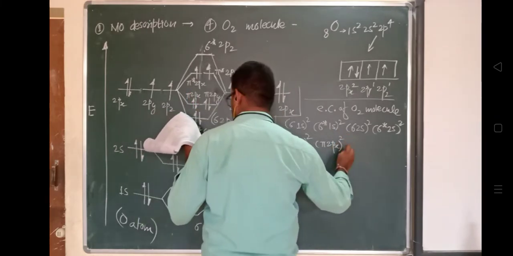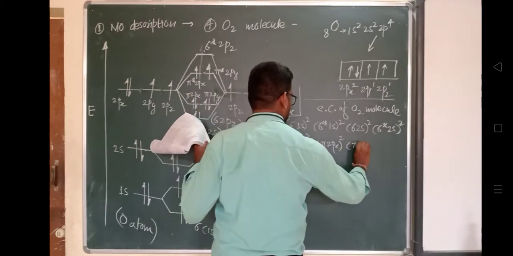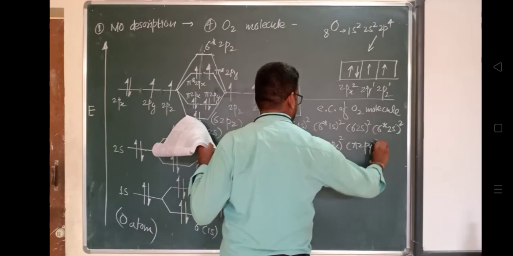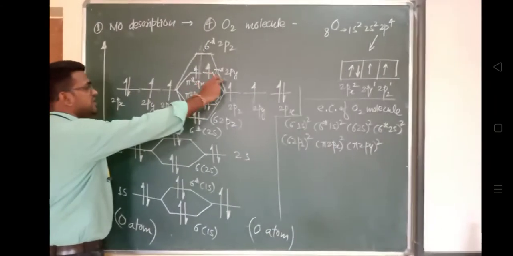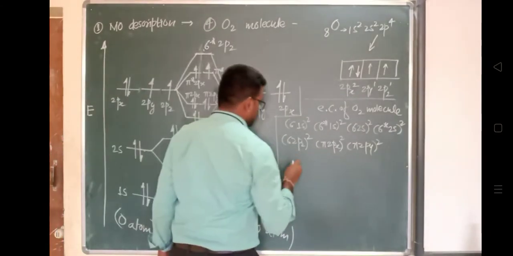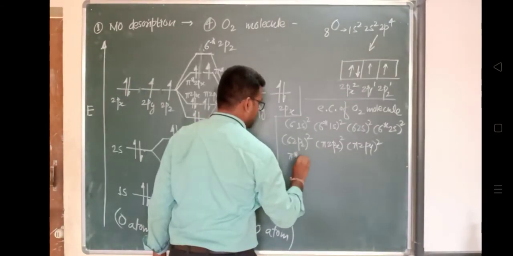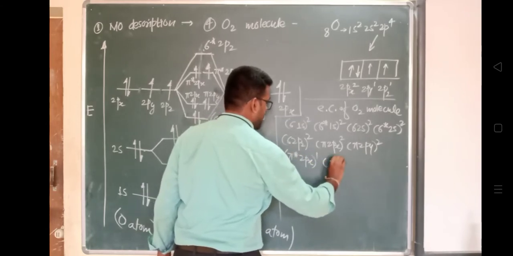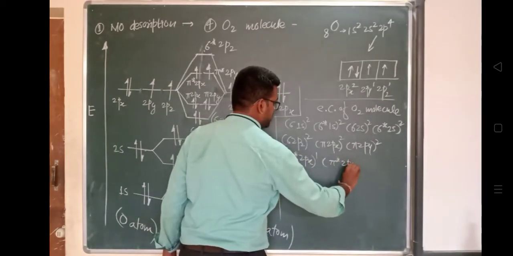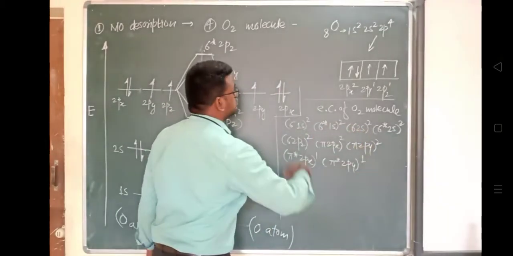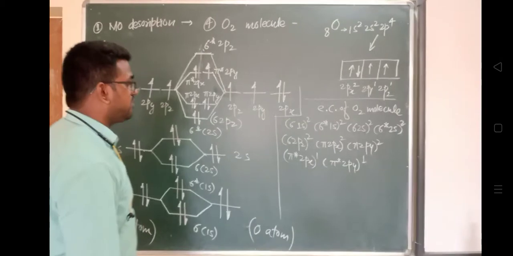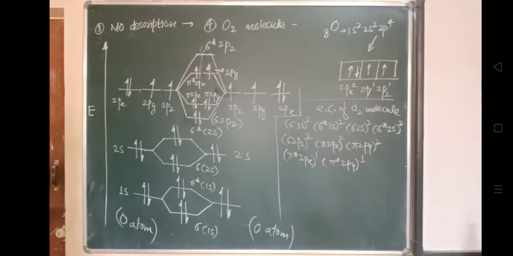2 electrons are present in pi 2px, and 2 electrons in pi 2py. In the case of pi star 2px, 1 electron is present, and in pi star 2py, 1 electron is present. In this way, if you calculate, there will be a total of 16 electrons taking part in the electronic configuration for the formation of this oxygen molecule, O2 molecule.